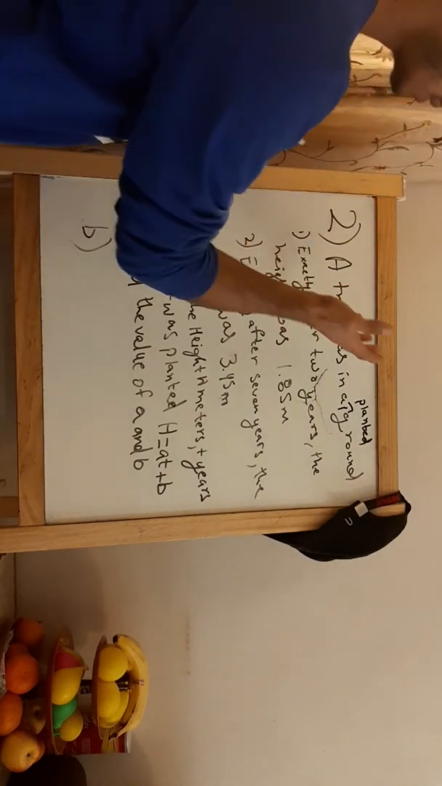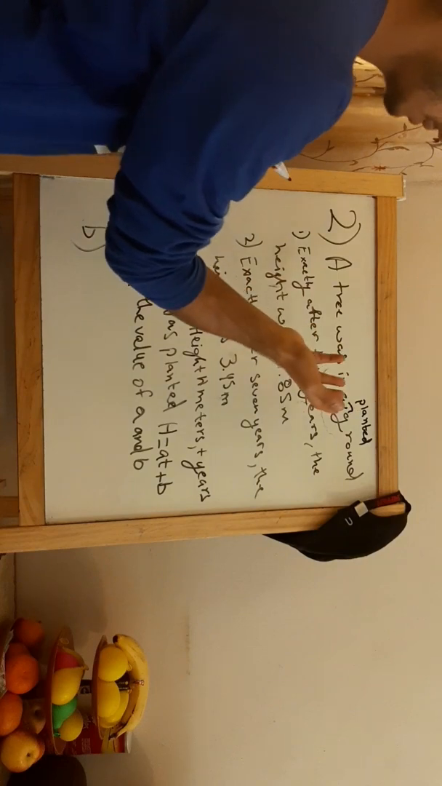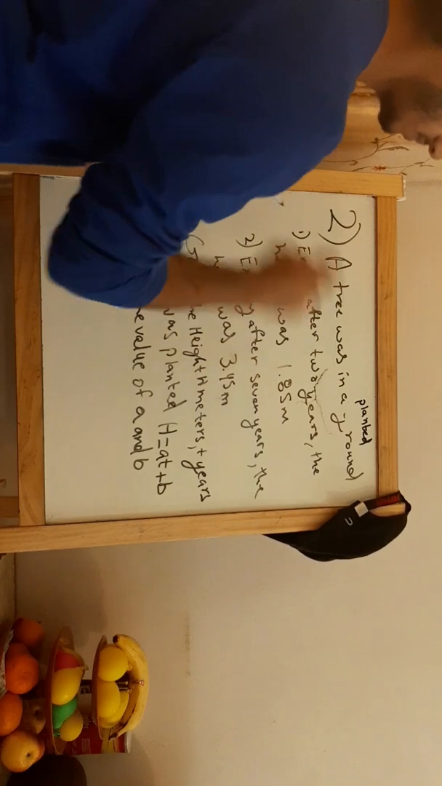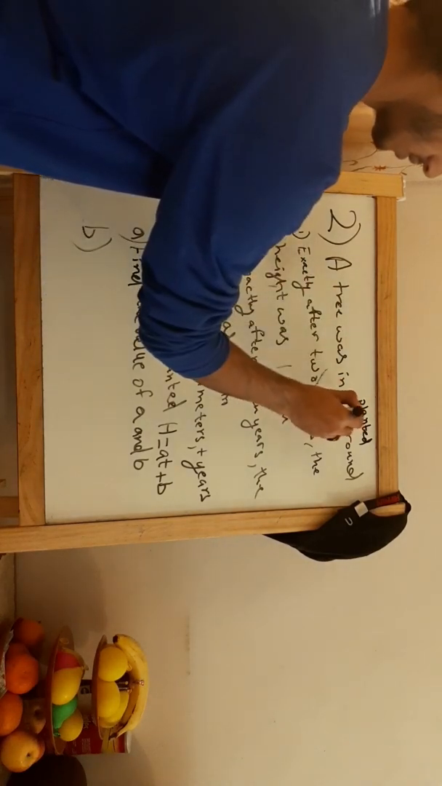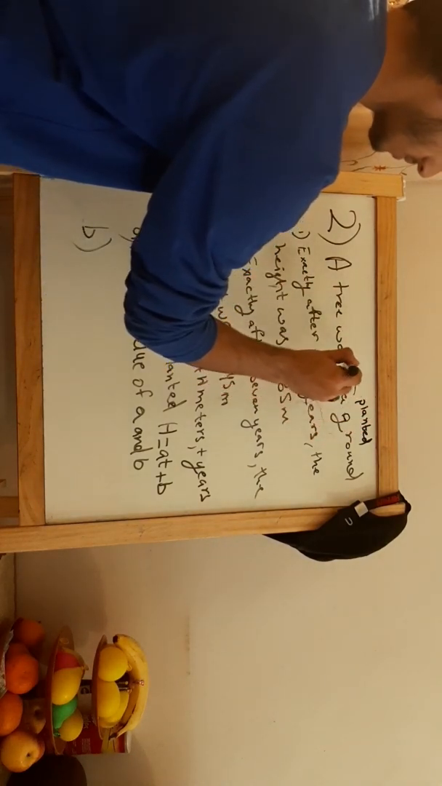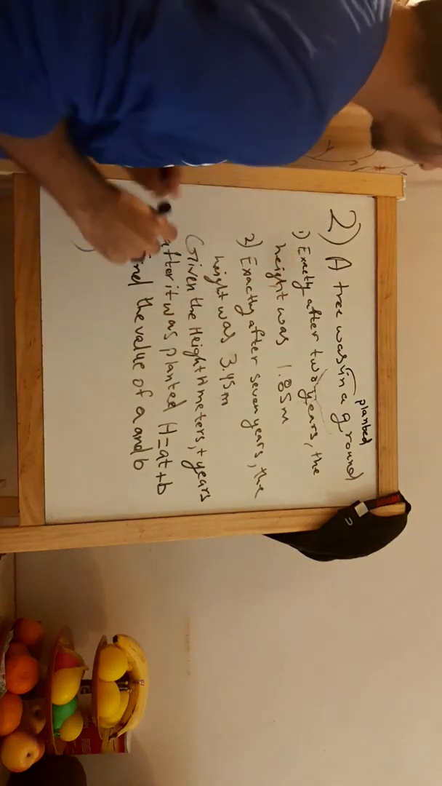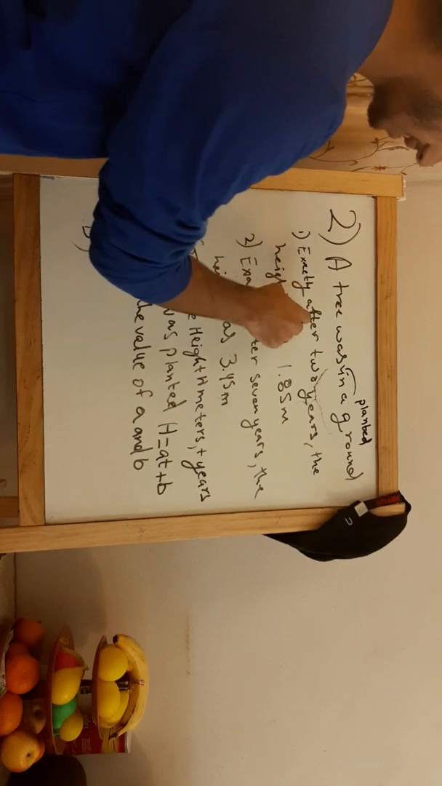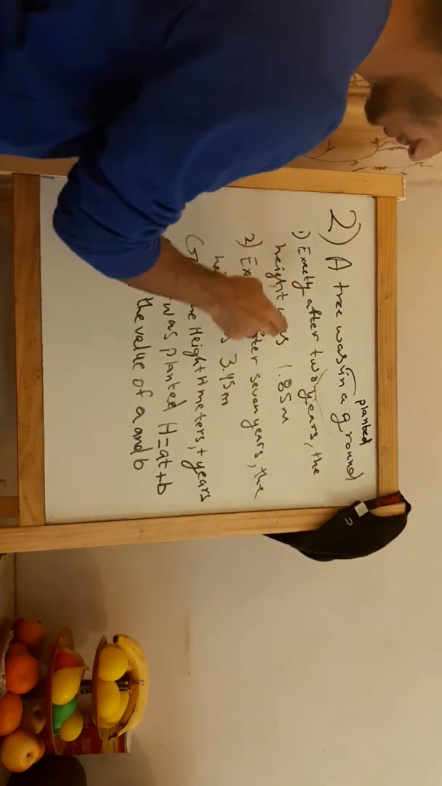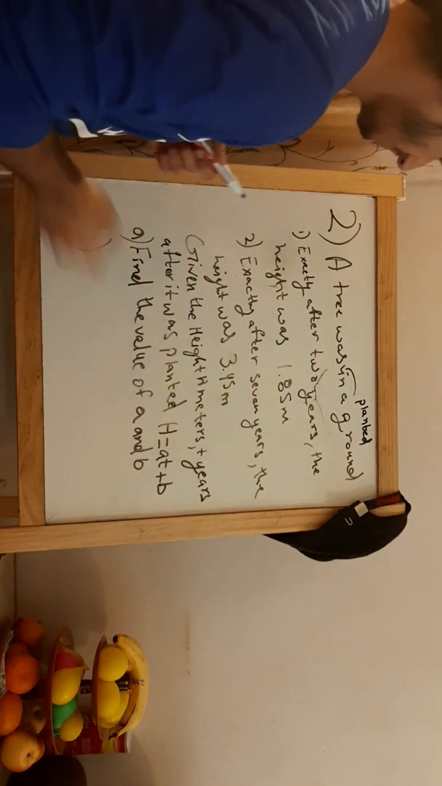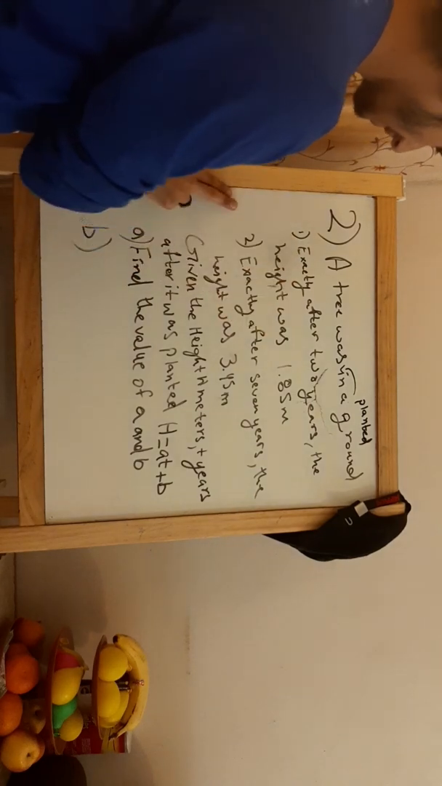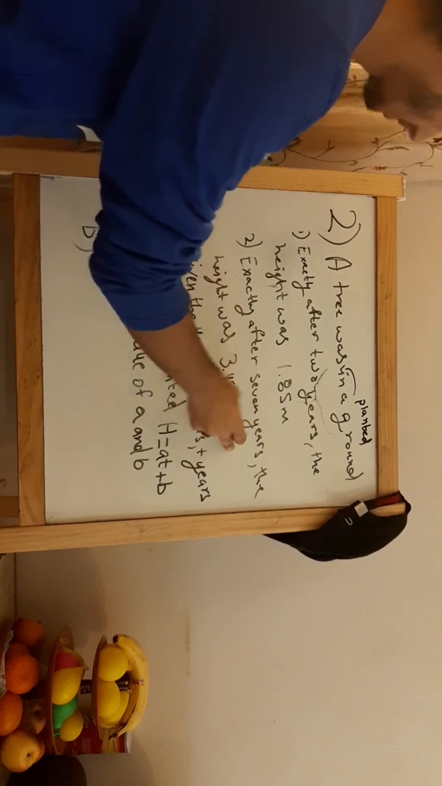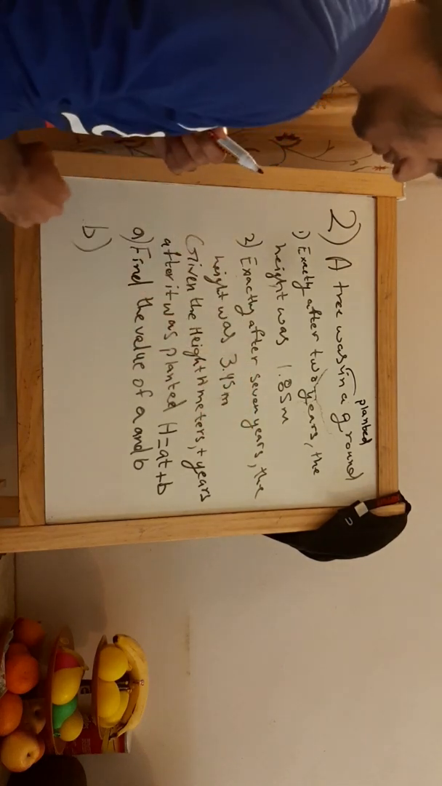A tree was planted in the ground. Exactly after 2 years, the height was 1.85, right? And the second one says exactly after 7 years, the height was 3.45 meters.